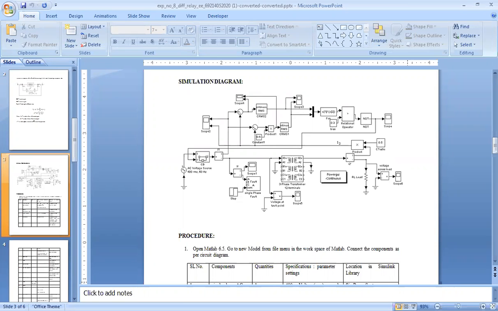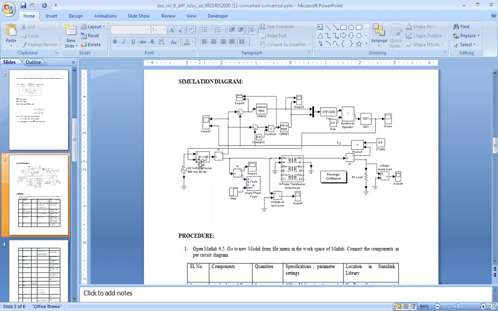Now here we have simulated a simple power system comprising a source supplying power to a load through this transformer, and one extra switch, which can be assumed as a circuit breaker, is used, which is initially in the on state.